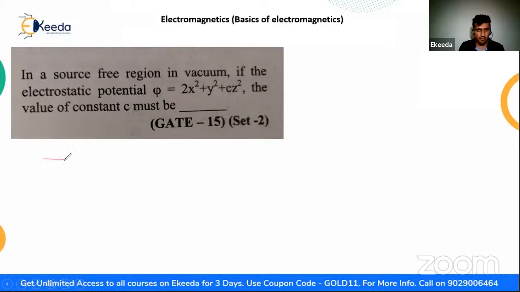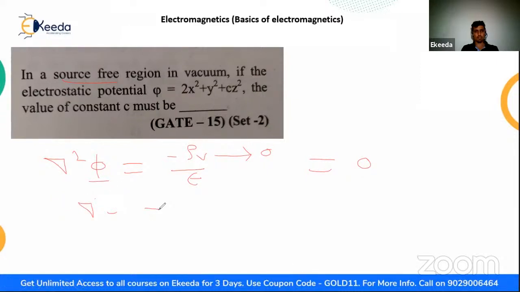What they have done is say that this is an electrostatic potential, and we know the electrostatic potential follows this equation. This is the Laplace equation, and they have mentioned source free regions, so that's why we will take this equal to 0. So we just need to calculate this. The del square phi will be 0, and then you will get the value of C. Similar to the 10th question we have already done.